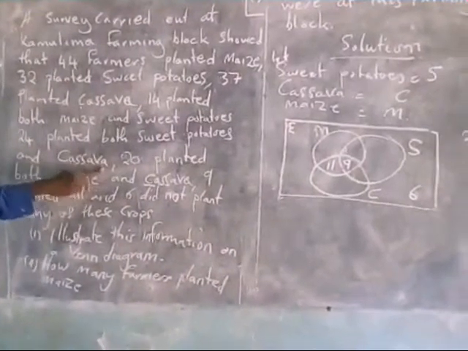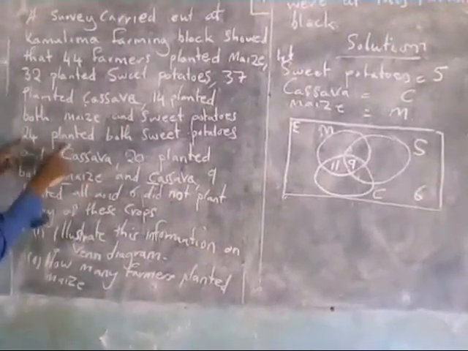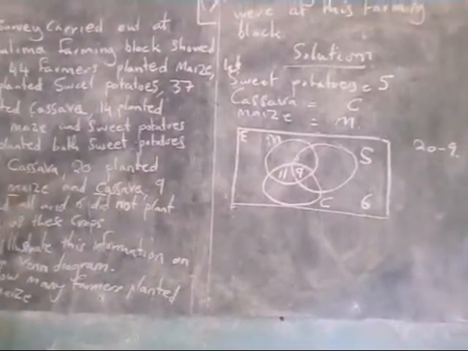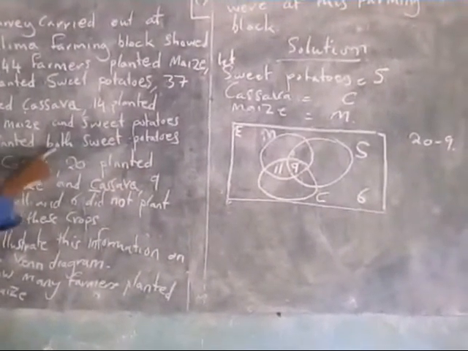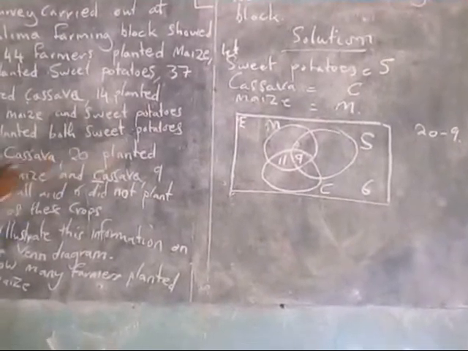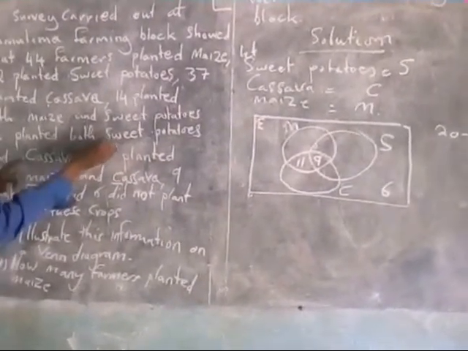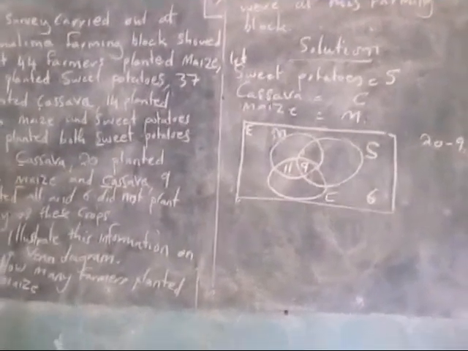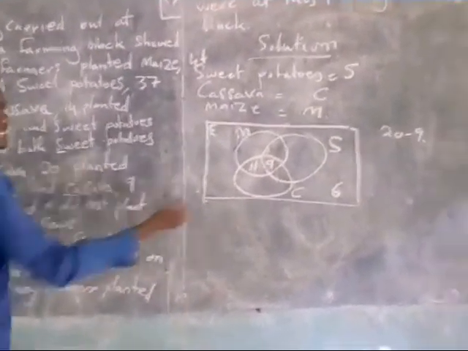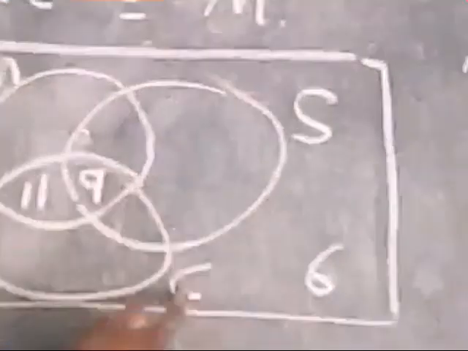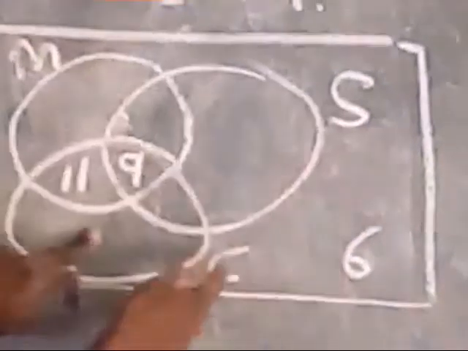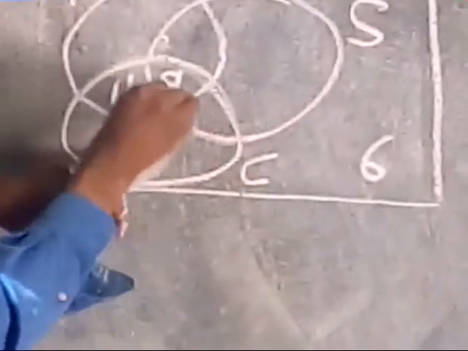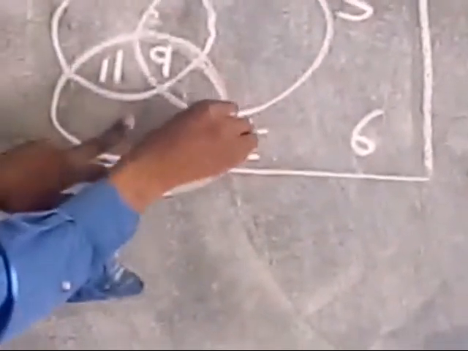After that, we are told 24 planted both sweet potatoes and cassava. 24 planted both sweet potatoes and cassava. They belong to the intersection set of F and C. 24. F and C is this set. So the intersection of F and C, it is that set. That whole set here.